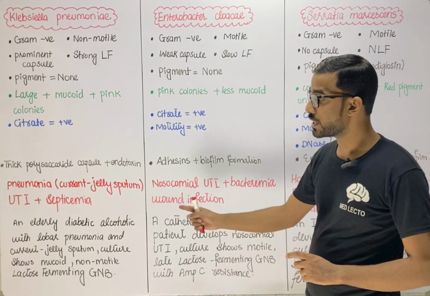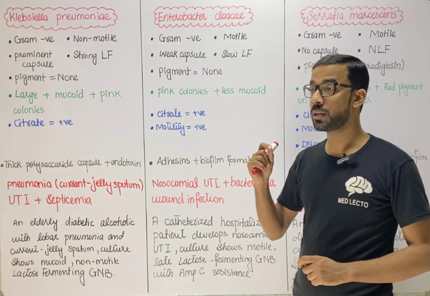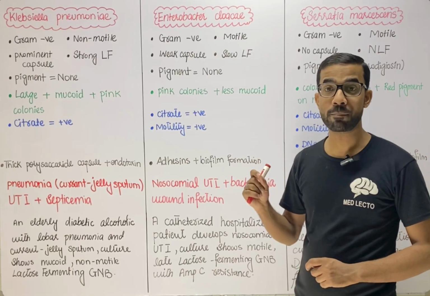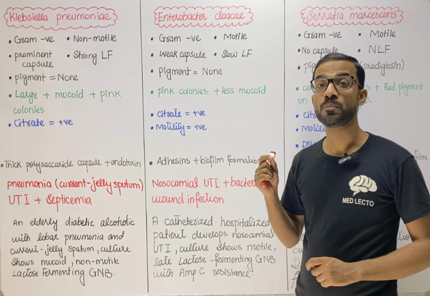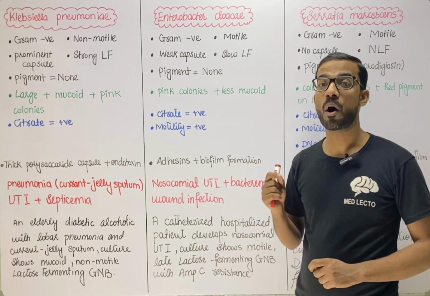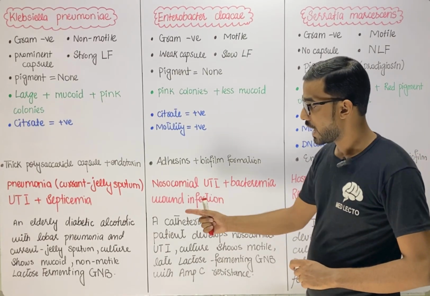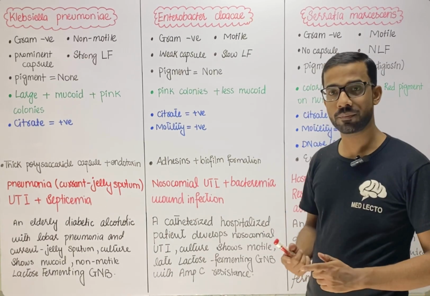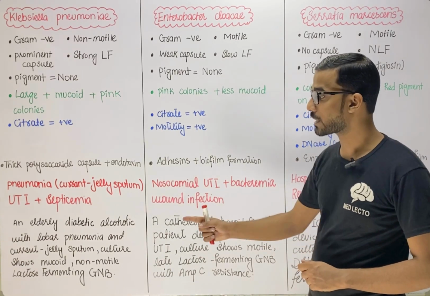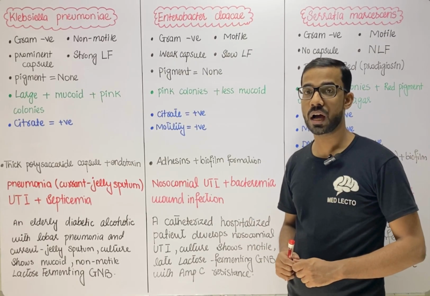Next, you will see culture shows mucoid. Whenever you see the word mucoid, it goes towards the Kp. Why does Kp produce mucoid colonies? Because it has a thick and prominent capsule on its surface. And you can also see it is non-motile. Kp is non-motile. And lactose fermenting gram-negative bacillus, so it goes towards the Kp.